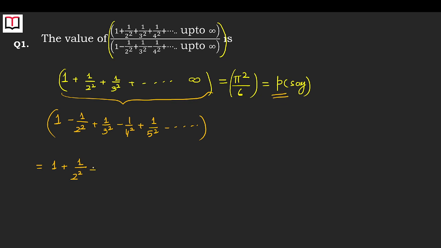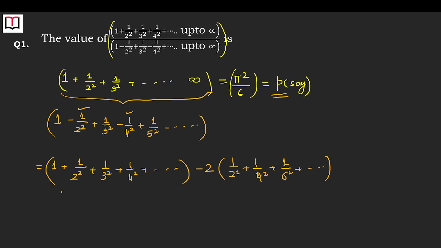Since even terms have a negative sign, I'm adding even terms so as to complete this series. But since we added, of course we need to subtract. Since they are already being subtracted, when you subtract it again it will be minus 2 times 1 by 2 square plus 1 by 4 square plus 1 by 6 square and so on. Now this is p, of course, which we have already assumed, minus 2.